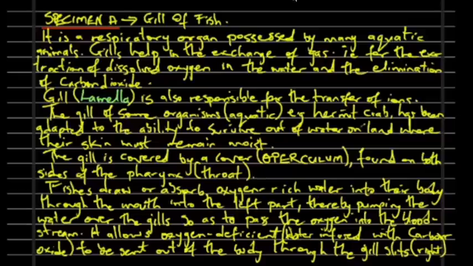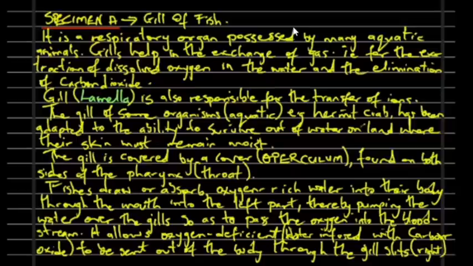So starting with specimen A, we said that specimen A is the gill of a fish. It is a respiratory organ that helps the fishes or the aquatic lives to carry out respiration. It is found in the majority of aquatic organisms. The gill is responsible for exchange of gas, that is, it helps them to extract dissolved oxygen from the water in which they are found, and then it also helps them to eliminate carbon dioxide. Now, this gill, which is also called lamella, is responsible for the transfer of ions alongside its function of carrying out gaseous exchange.